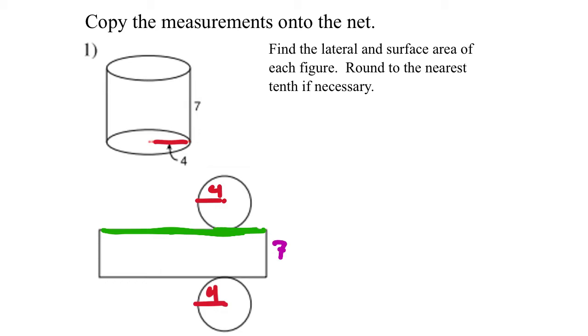Well, what is the length of this green length right here? As it turns out, it's the circumference of the circle. So to find that length, I would take pi times 2 times the radius, and we know the radius is 4. And I'm just going to round this to the nearest tenth. Yes, that's what it says, round to the nearest tenth. So I've got pi times 2 times 4.